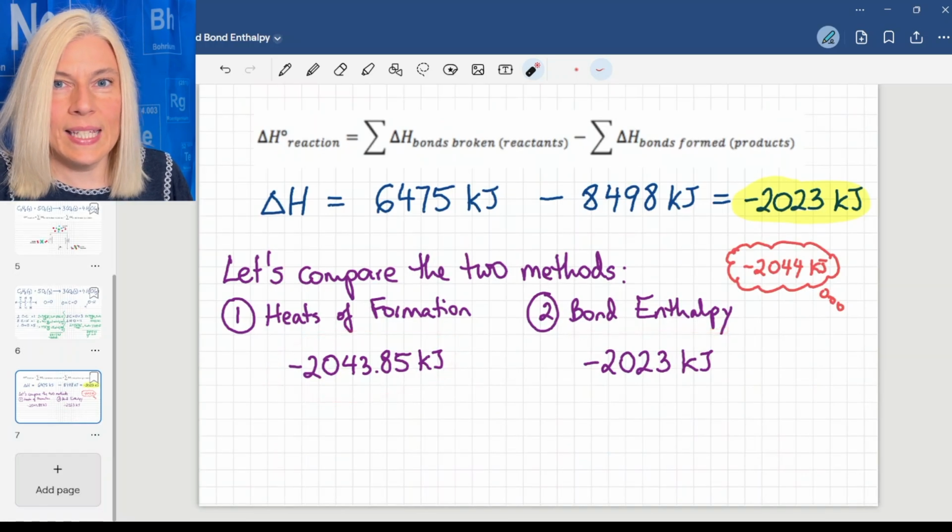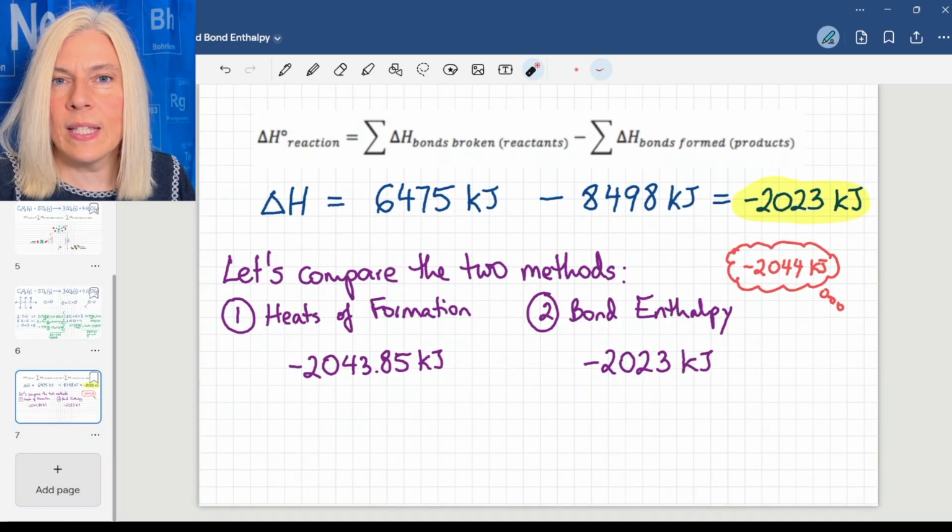So is this making sense? How to use the 2 methods and how they compare? I hope so.